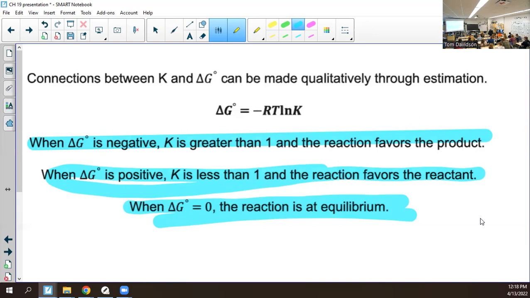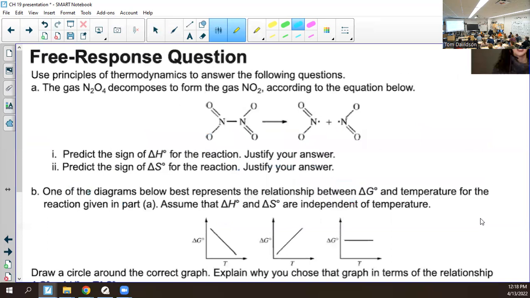What does a negative G mean? Ignore this. What does a negative G mean overall? All right, it's going to go towards the products. It's thermodynamically favored or spontaneous, all the above. Okay, here we go.